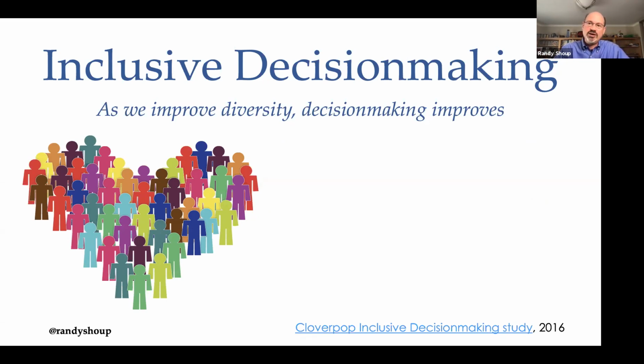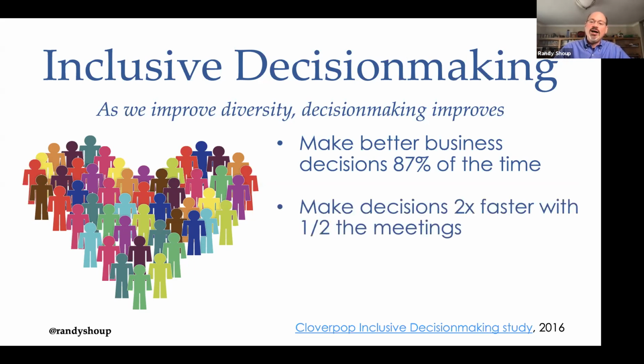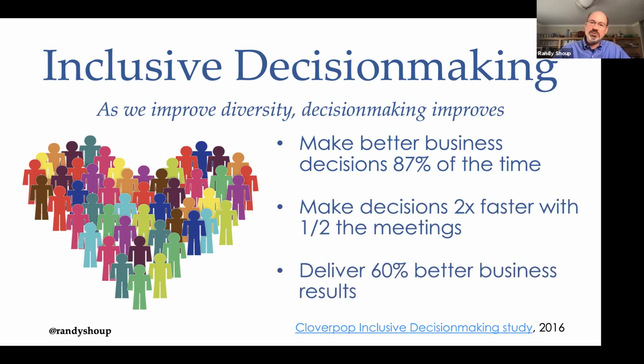There's a great study in 2016 that says every time we increase the inclusiveness or the diversity of the people involved in decision making, the decisions get better. In the particular examples they were talking about, the diversity in the study was geographic diversity, gender diversity, and age diversity. If you had all those things, the group made better decisions 87% of the time versus a group where everybody was like me. They also made those decisions twice as fast with half the meetings, and they delivered 60% better business results.